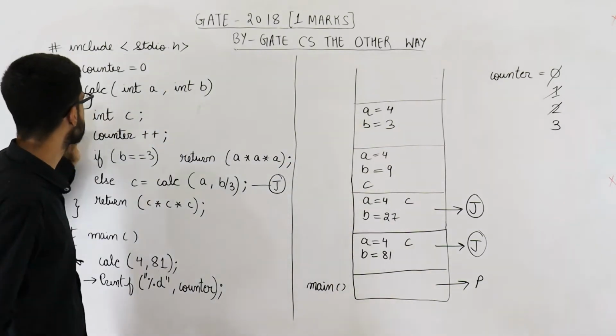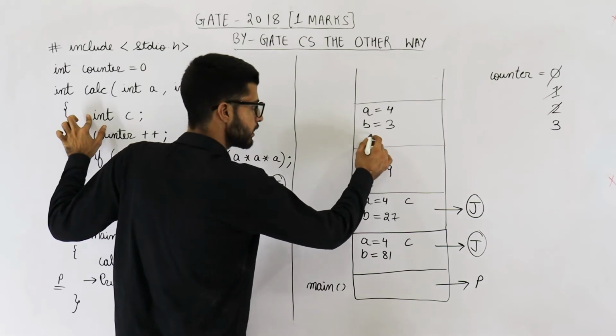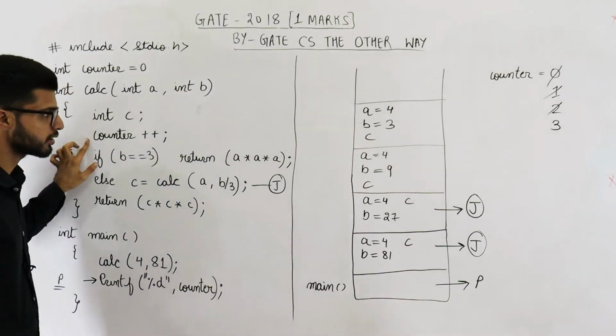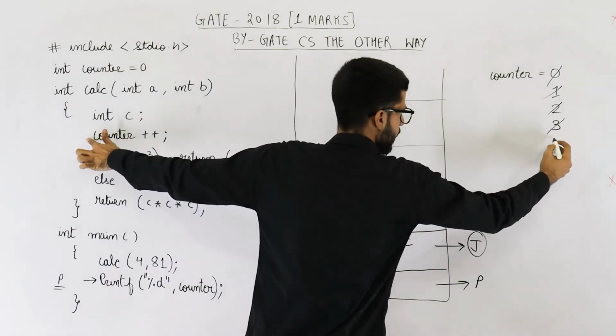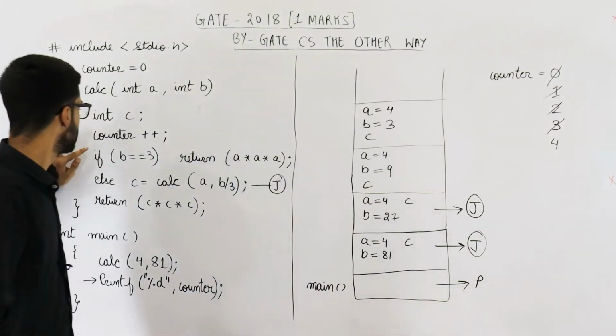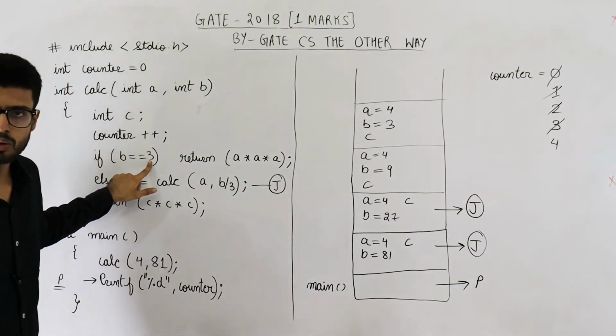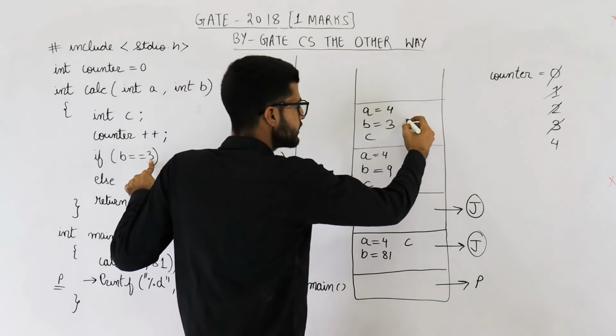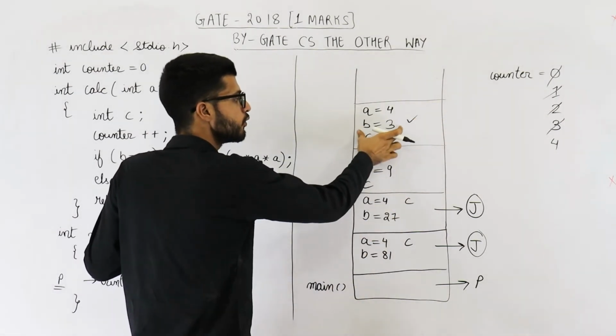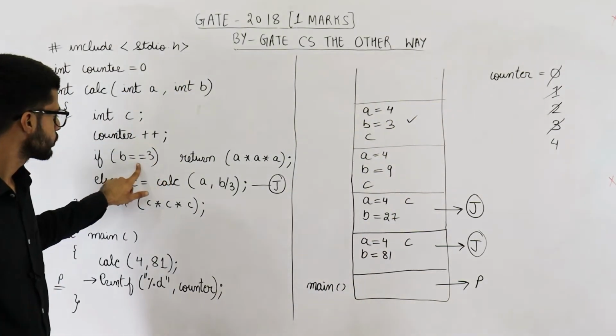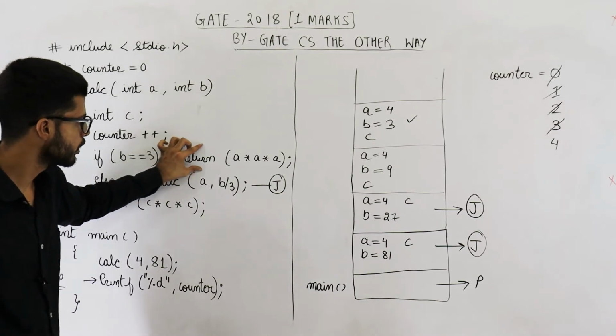Now let us execute it line by line. Int C, so variable C is declared. Counter plus plus, it is incremented and now counter's value will be 4. If B is equal to 3, which is true now. Current value of B is 3. Okay. So this line is true.